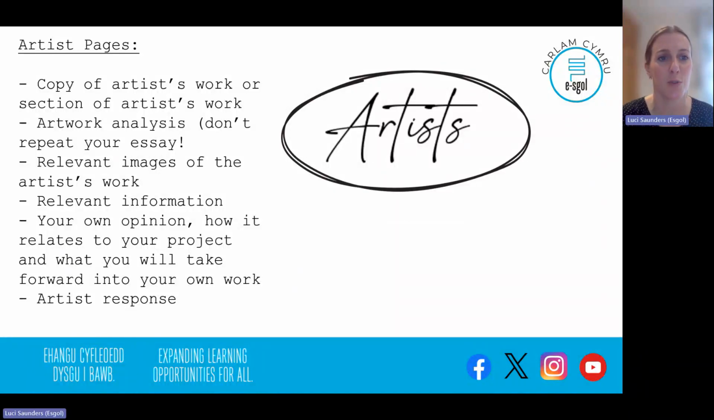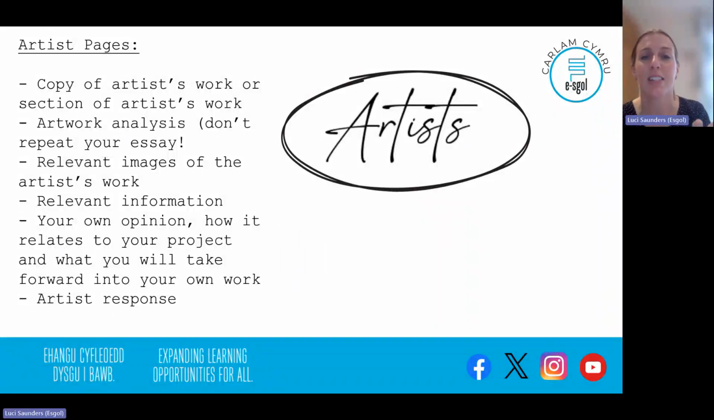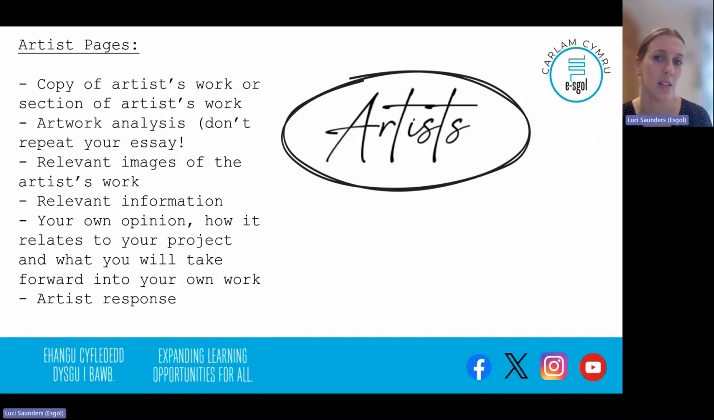So that was relevant information. Sorry, I think I skipped a bit there. Relevant images of the artist's work, I think was what I was saying. Both are important. So that was about the information. The images: if you're looking at portraiture and your artist has a body of portraiture work, but also a body of landscape work, it would not be meaningful to fill your pages with landscape images. An image to say, oh, they also create landscapes, great. But you need to be demonstrating why this artist is relevant to your project and what you're going to learn from them. So I think I put those two points together a little bit by accident.